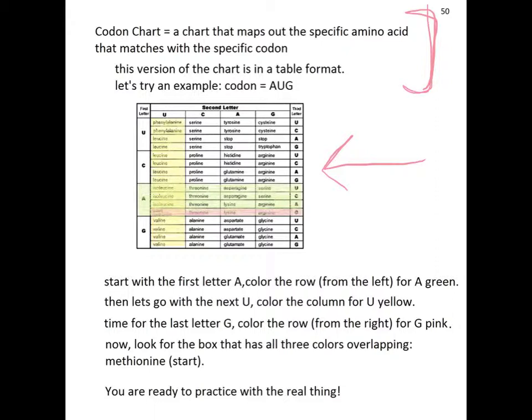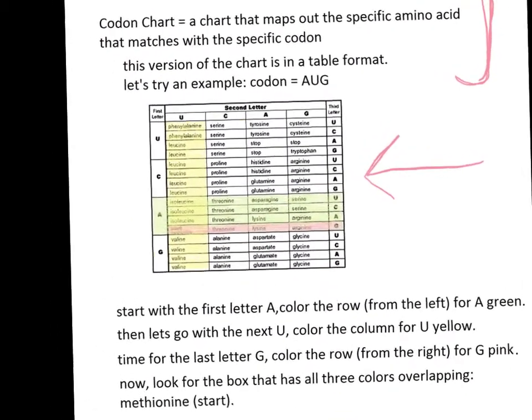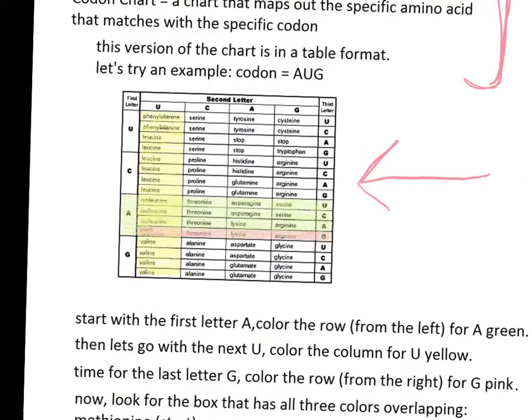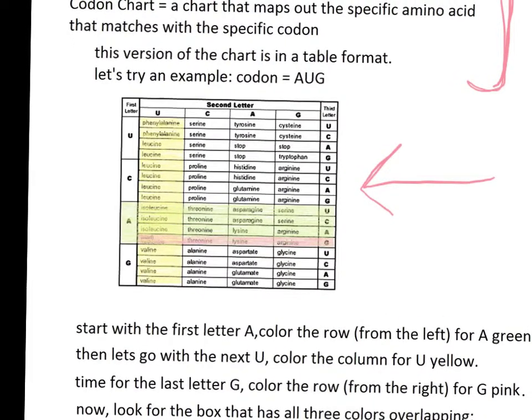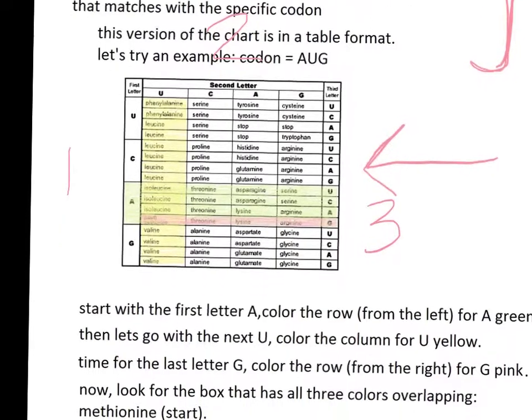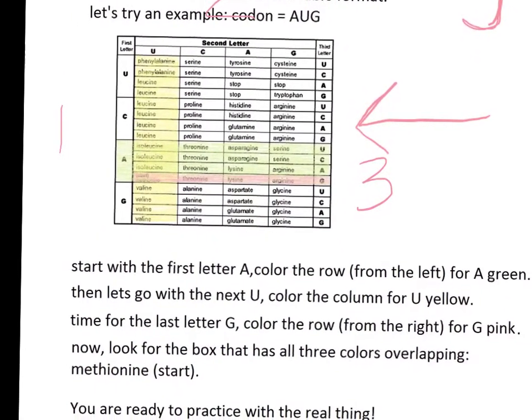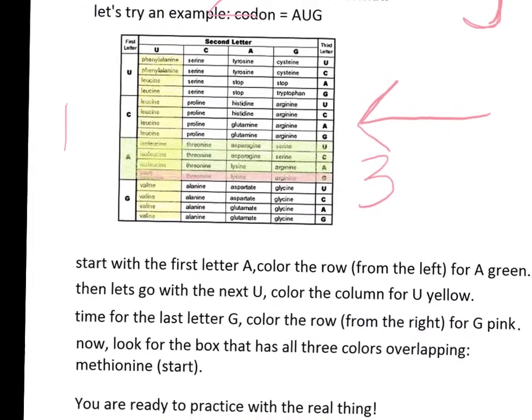Okay? So what I did was I gave you an example. UAG. We're all going to do that one together. Oh, one other thing. This one on page 50 is a table format. Obviously, it's called that because it looks like a table of information. When you read one of these, you read from left to top to the right. Okay? And it's going to make more sense as we go on. So the example we're going to use is AUG.